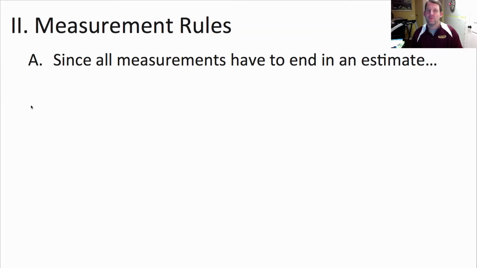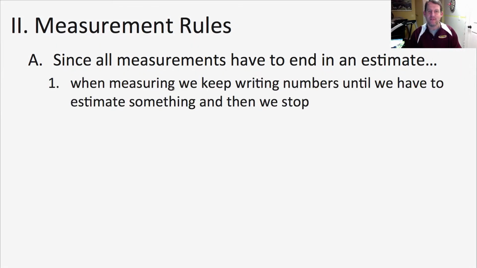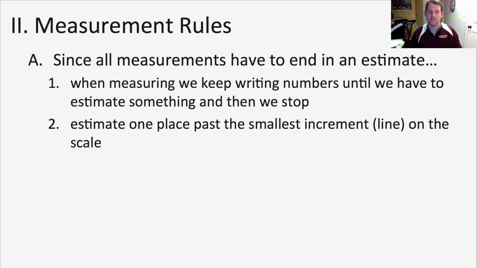Now as we start talking about the measurement rules, these rules are going to stem from the fact that all measurements end in an estimate. So the basic idea of the rule is that we keep measuring something until we have to estimate a value. And once you make one estimate, you're done writing numbers. So all measurements have one and only one estimate. Another way of saying this is that we estimate a measurement one place past the smallest increment.